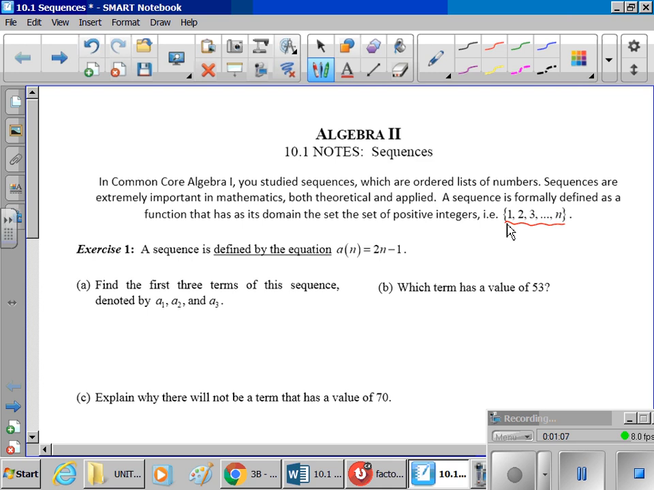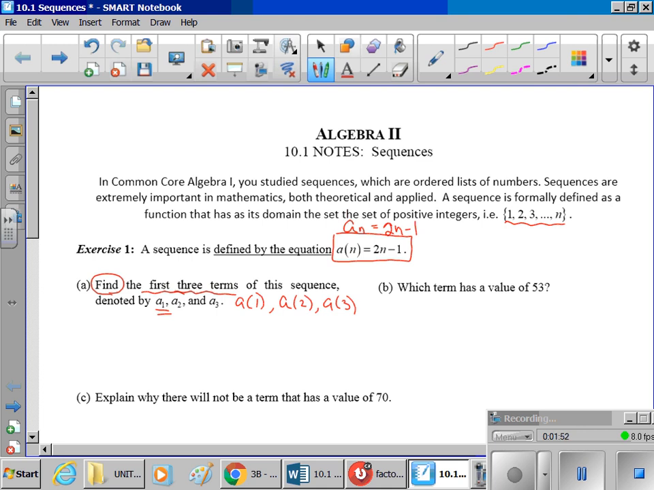A sequence is defined by the equation a of n is equal to 2n minus 1. Now, my apologies, because how I have this written in part A is not really 100% right. It says find the first 3 terms of this sequence, denoted by a sub 1, a sub 2. I would prefer to write it a of 1, a of 2, a of 3, because if I wanted it this way, I should have written a sub n is equal to 2n minus 1. So the notations are similar, but not exactly the same. I have to change that for next year.